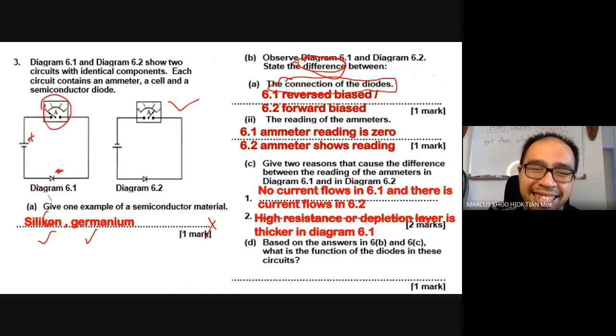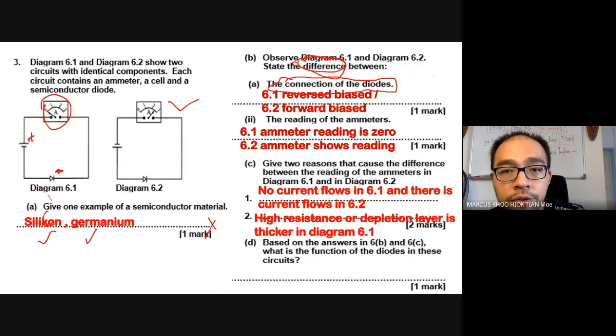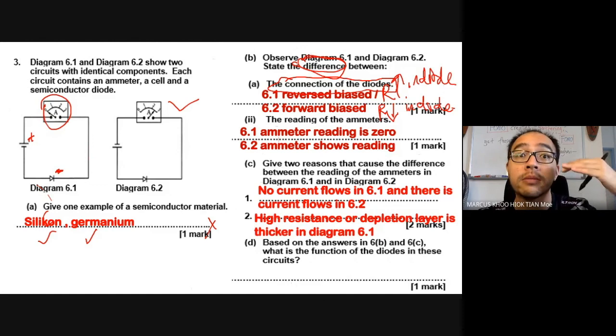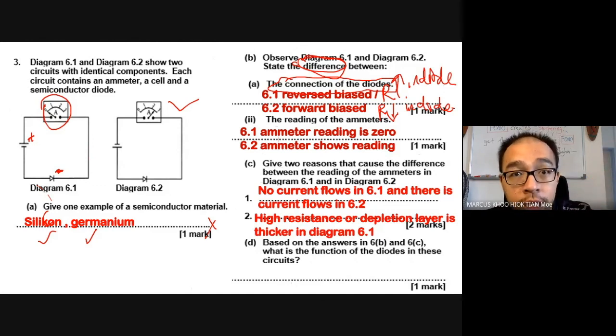But if until now you don't understand the depletion layer, just remember: forward bias reduces the resistance in the diode. Reverse bias increases the resistance in the diode. So this is what causes the current to flow, because smaller resistance means bigger current. When you arrange it reverse bias, you actually increase the resistance so that current cannot flow.